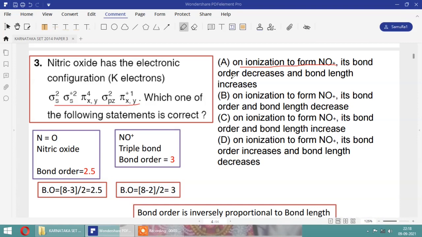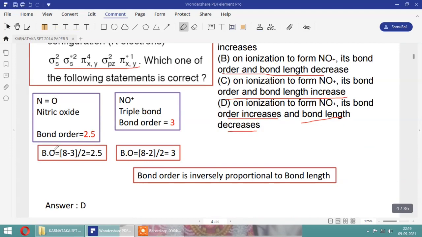Option 1, its bond order decreases and bond length increases. Its bond order and bond length both decrease. Bond order and bond length both increase. Bond order increases, bond length decreases. Four options were given. We will see this question. Now you take nitric oxide NO. Here you calculate the bond order.